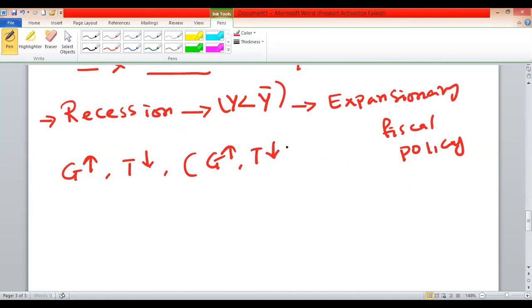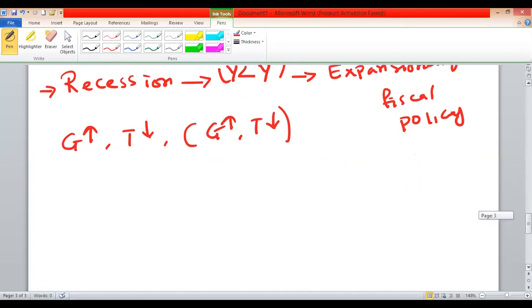and reduce taxes, right? So this is how the government is going to enact the expansionary fiscal policy whenever the economy is going through a recession. So this is the first scenario.